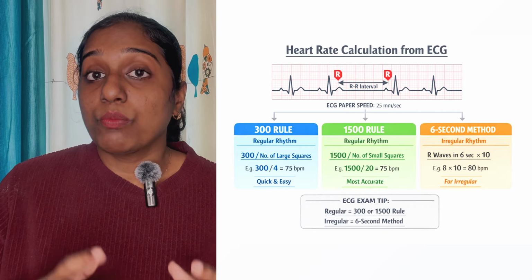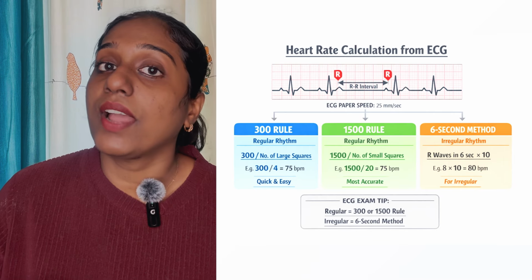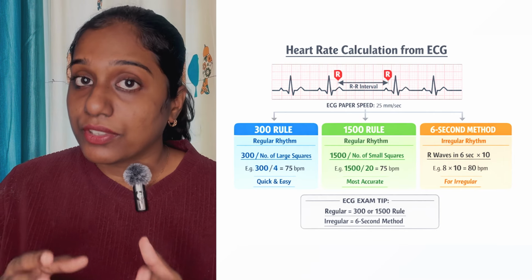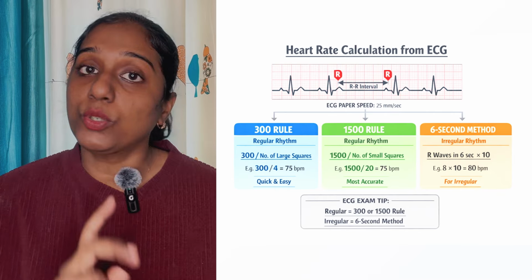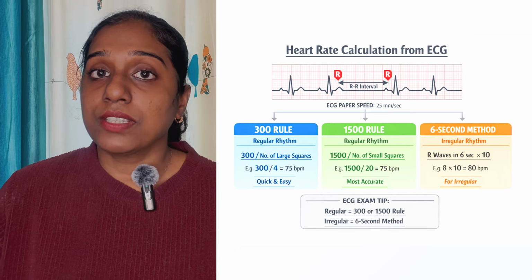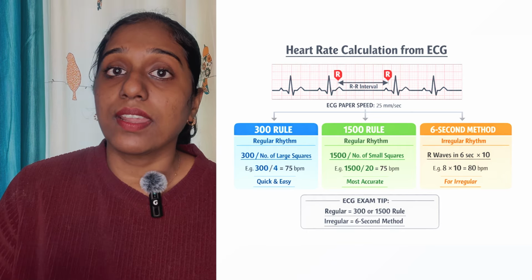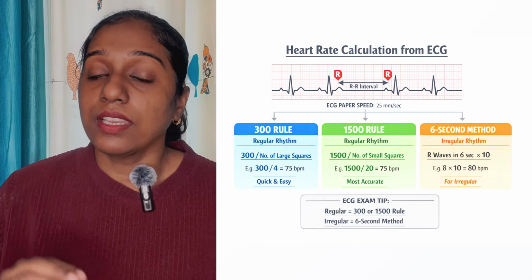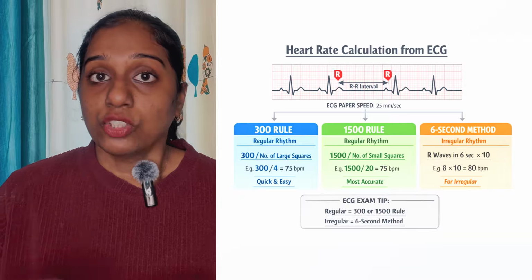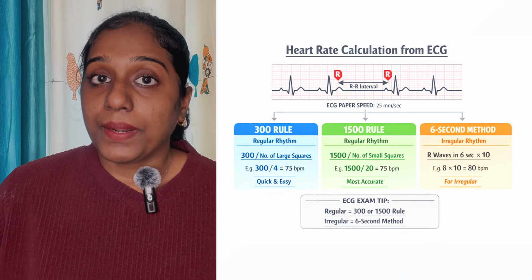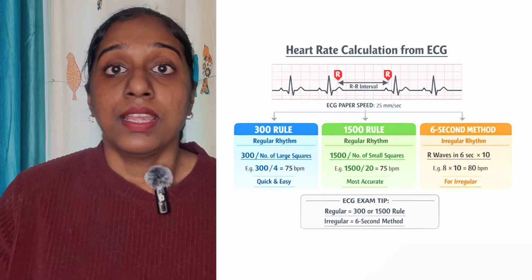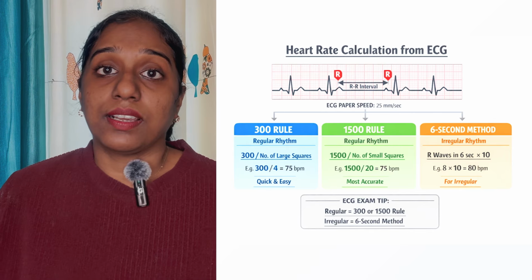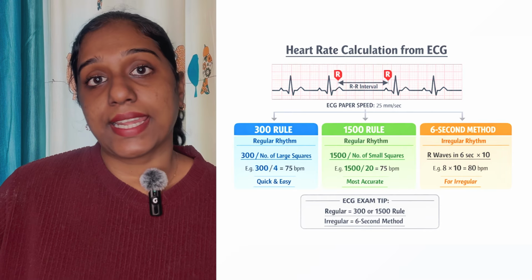The next rule, which is the most accurate method, is the 1500 rule. If the rhythm is regular, then you count the small squares between two R waves. For example, if it is 20 small squares, then 1500 divided by 20 gives you 75 beats per minute. So these are the methods which we can apply if the rhythm is regular, that is the 300 rule or the 1500 rule.